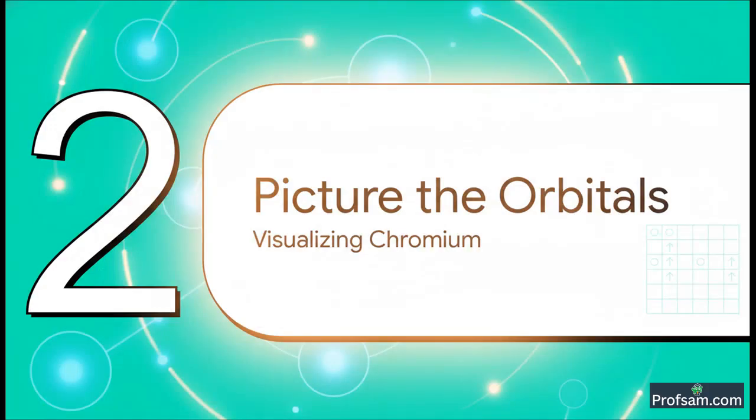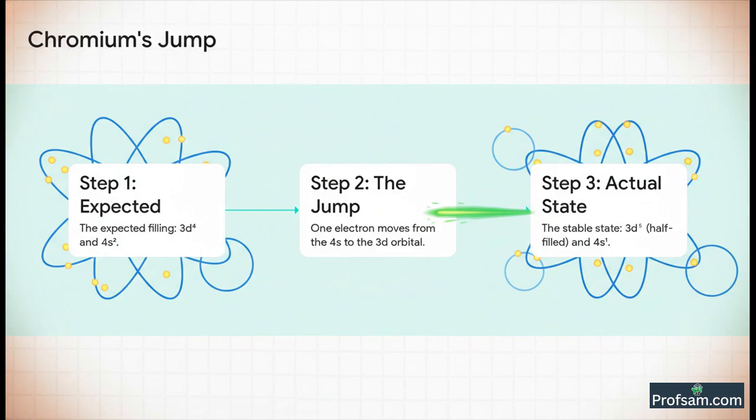Okay, the analogy is helpful, but now let's picture what is actually happening with the electrons inside the atom. We'll use the orbital box diagrams to properly visualize this electron jump that happens in chromium. All right, look here. First, this is what we would expect based on the normal rules. 4 electrons in the 3d boxes and 2 electrons in the 4s box. But the atom sees an opportunity for something better. So, what happens next? One electron makes a jump from the 4s orbital and occupies the last empty 3d orbital.